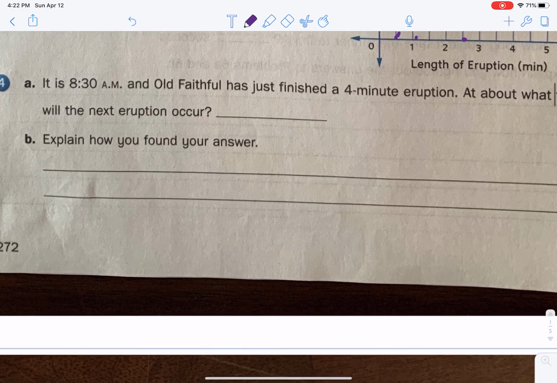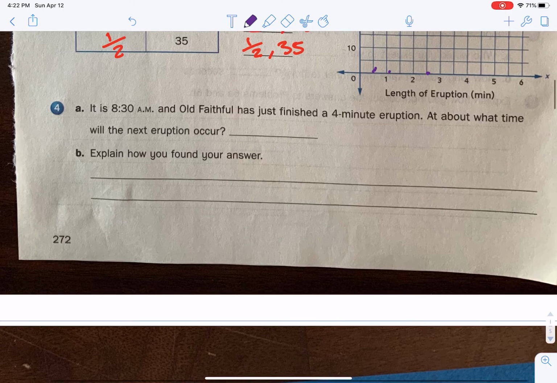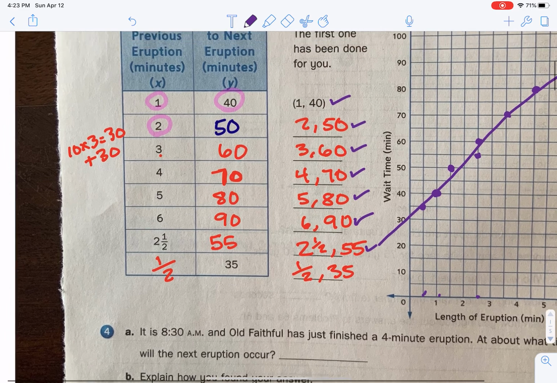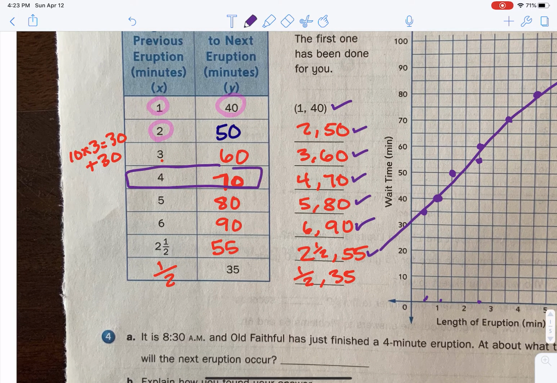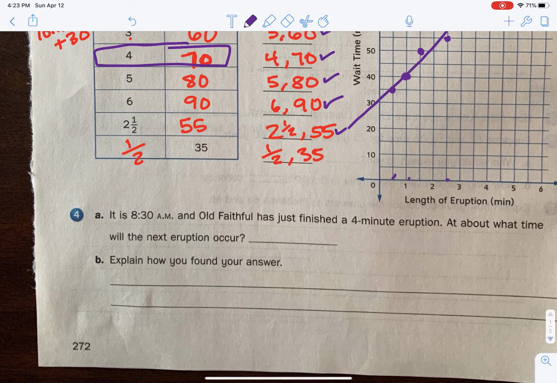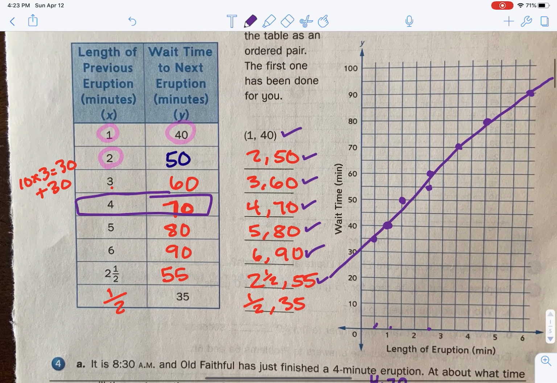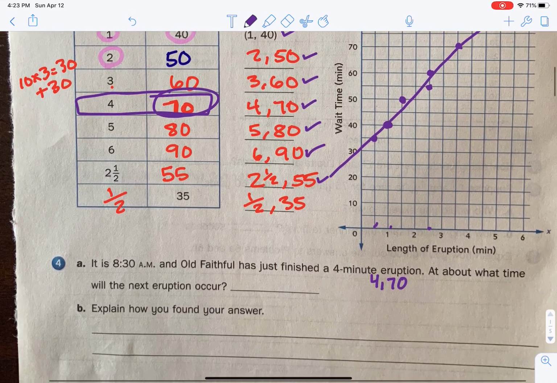It is 8:30 a.m. and Old Faithful has just finished a 4-minute eruption. At what time will the next eruption occur? So it had a 4-minute eruption, so we're going to go back up to the 4. Looks like that was 70. So 4 and 70, I'll write this here. That means that the wait time for the next eruption will be 70 minutes.